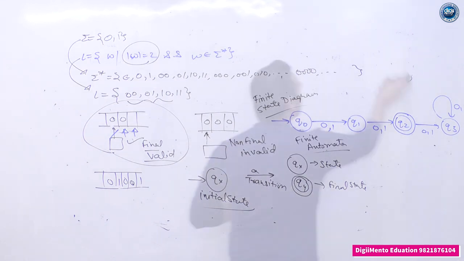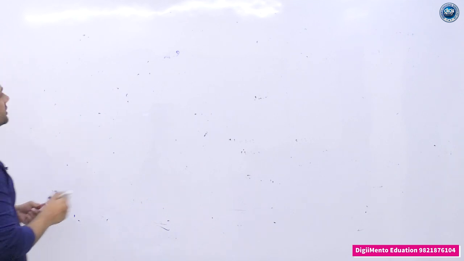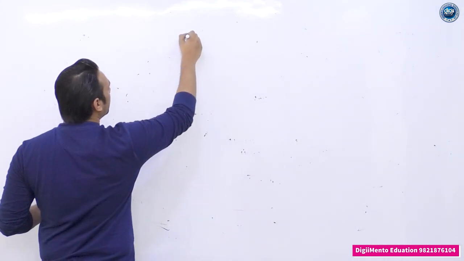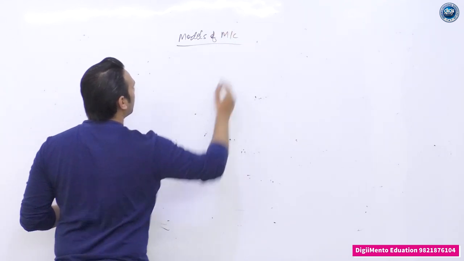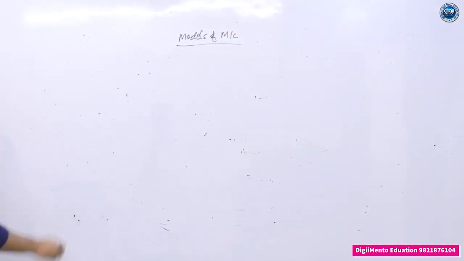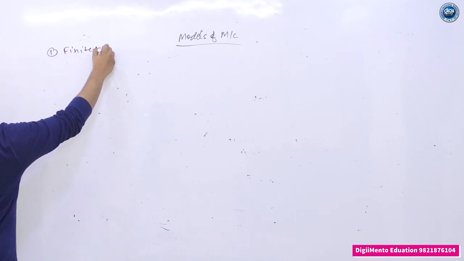Okay. So I've shown you one model of a machine. Now we can have different models of machine. So let me just show you some examples. We have different models of machines. Okay. So the first model is the model of a finite automata.